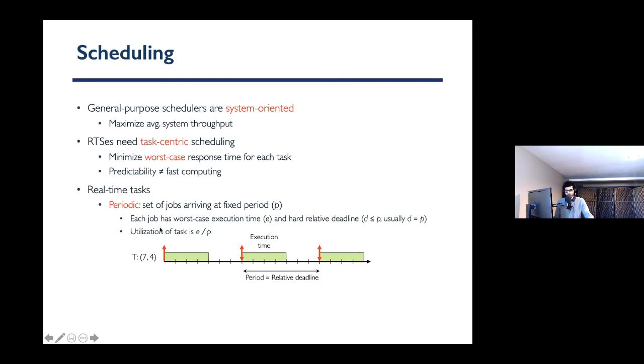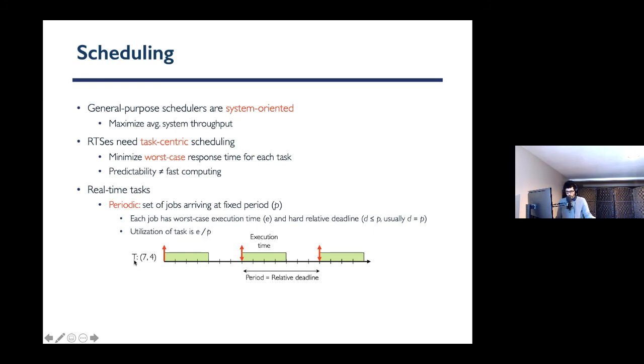The utilization of a periodic task is E divided by P. Basically, what does it mean? E was the runtime of each job, and P is the period of arrivals. So every P units of time, I get one new job that would take E time units to run. So how much is this task going to utilize my CPU? If I run every job of this task, it would mean that every P units of time, I'm going to be busy with E units of time. So that's how much one periodic task is going to utilize my CPU: E divided by P.